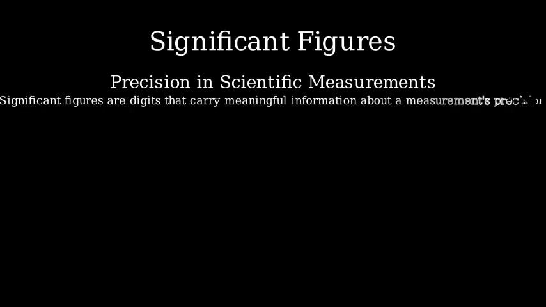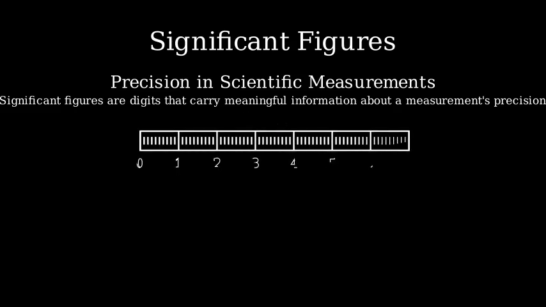Significant figures are all the digits in a number that are known with certainty plus one digit that is uncertain or estimated. When we make a measurement, the significant figures tell us about the precision of that measurement. Let me show you what I mean. Now, let's learn how to identify significant figures in a number. There are several rules we need to follow.